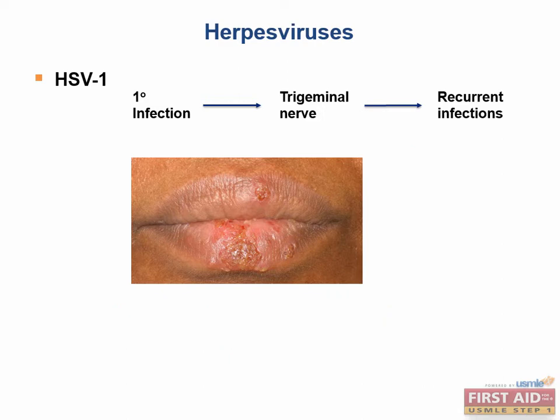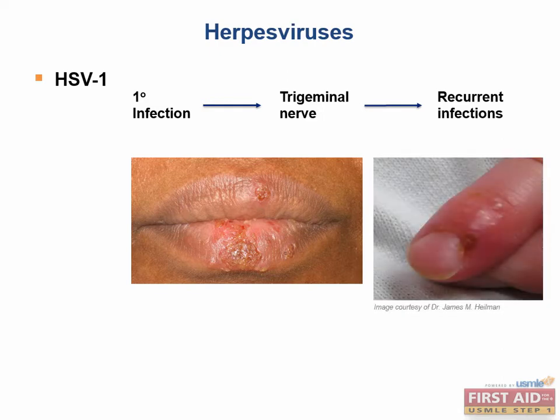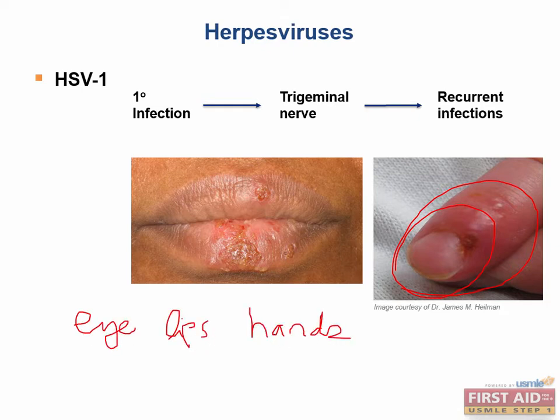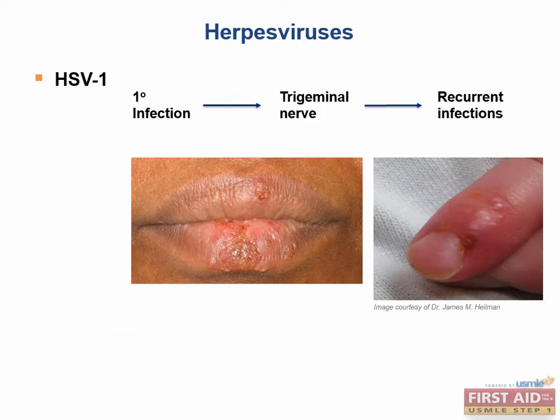The virus can also cause ulcerating lesions of the eye, causing keratoconjunctivitis, as well as the hand, known as herpetic whitlow, which we see right here. You can see the ulceration right here. So remember, the virus can cause blisters and ulcerations on the eye, lips, and hands. Very good. And finally, do you remember what life-threatening infection can be caused by HSV1?